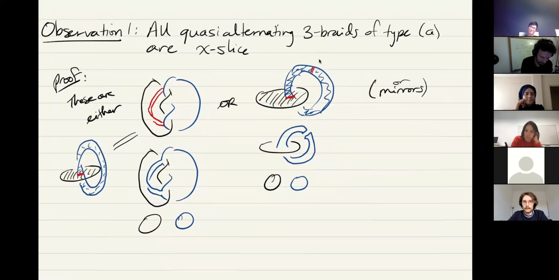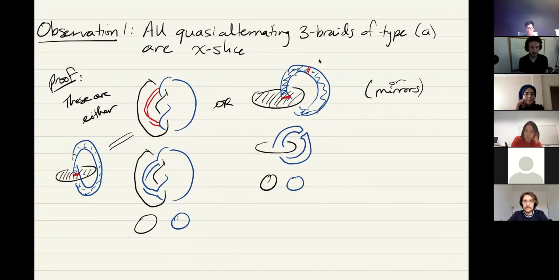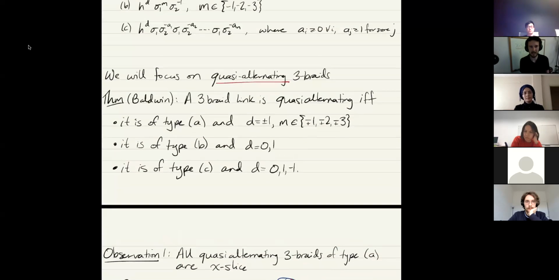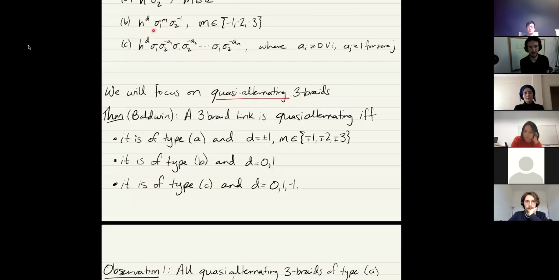Okay. So that's these quasi-alternating three braids of type A. They're all chi-slice, super simple. It's just an observation. Now, for the second case, type B, D can be either 0 or 1. Just to remind you, it doesn't matter that much, but they look like this. So D could be 0 or 1. M is either -1, -2, or -3. So there are only 6 cases to consider.